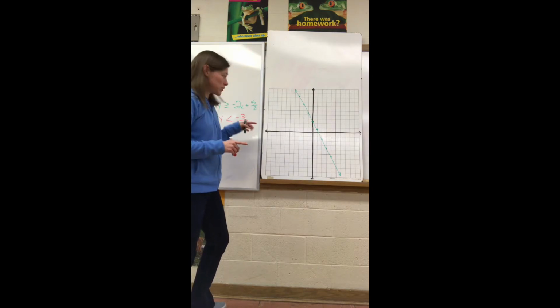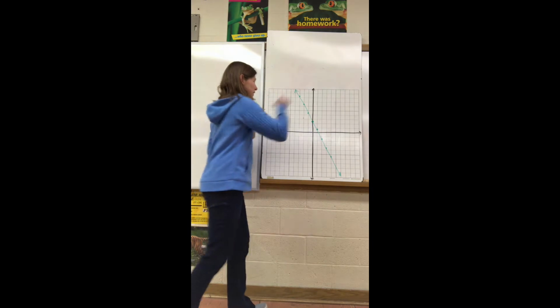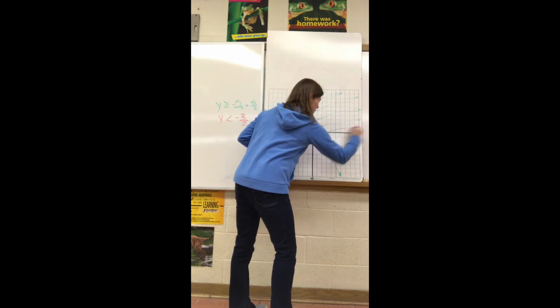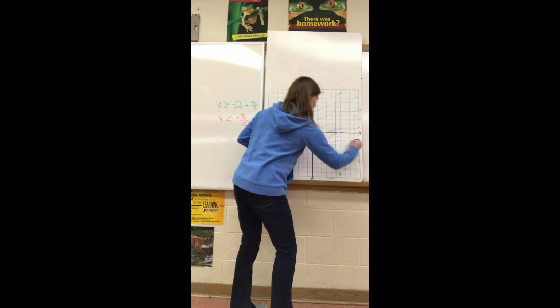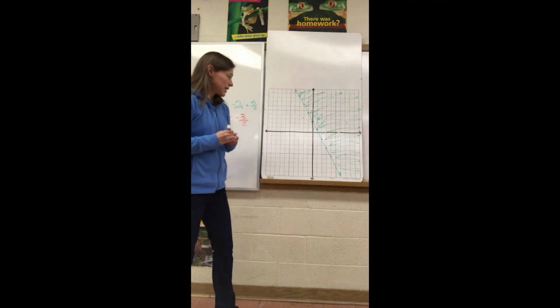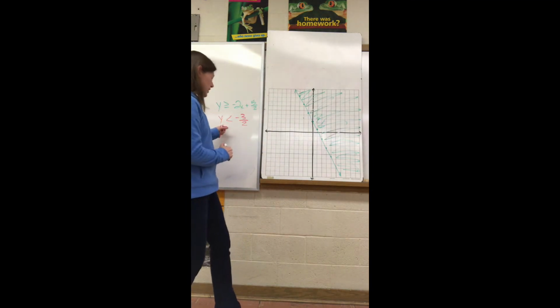Now we're gonna shade this one. It is greater than or equal to, so we will shade above the line with a shade right here and a shade right there, here, shade there, shade everywhere, shade, shade. That is how you shade that space. And now we'll move on to the other one.